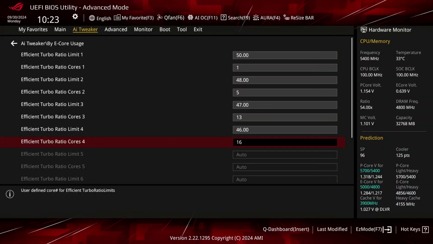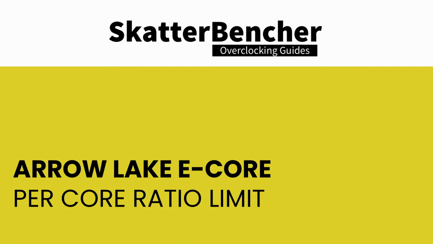The E-core turbo ratio limit configuration works independent from the P-core configuration. So even if all P-cores are active, if only 1 E-core is active, it will set the frequency to 5 GHz. Per-core ratio limit allows you to set the ratio of each core individually.